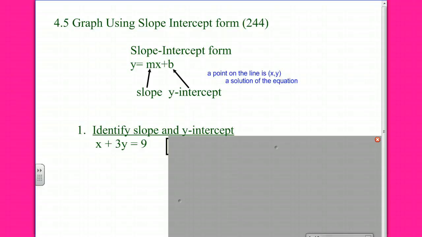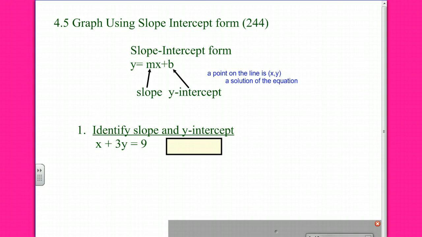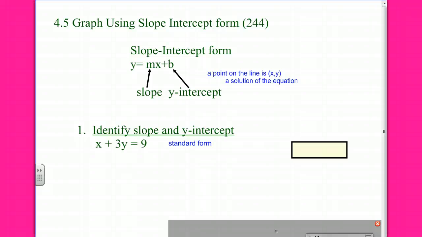Okay, so we're just going to look at a couple of equations and identify the slope and y-intercept. As I look at this equation here, what might we do to it? Does anybody remember the form this is? This is x plus 3y equals 9. That is what, right? Standard form, very good. The ax plus by equals c type of form. This is not slope-intercept form, so the slope and the y-intercept are not popping out so easily for us.